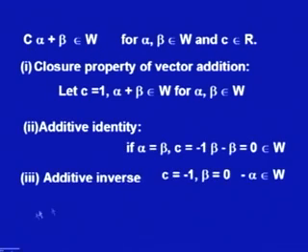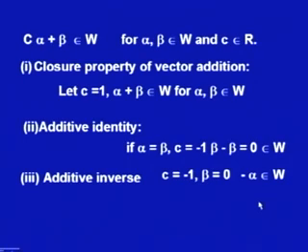Then the next is additive inverse. This we have given this condition. So, if I take C is equal to minus 1 and beta is equal to 0, the existence of beta equal to 0 I have already established. So, if we take beta is equal to 0 and C is equal to minus 1, substitute it here, it is nothing but minus alpha belonging to W. So, if alpha is there, minus alpha is also in W, and that establishes the additive inverse in W.